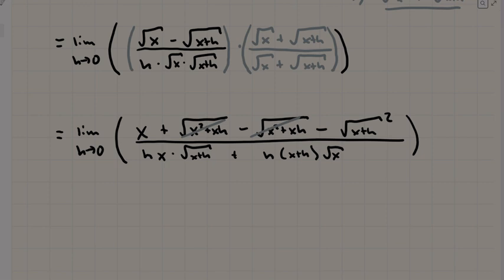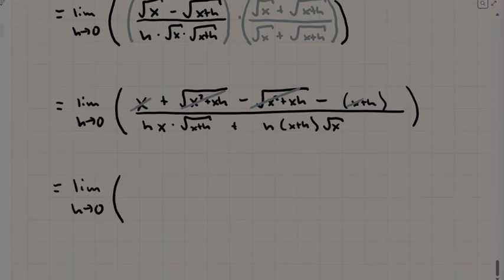That one will cancel. This square root of x plus h squared, that's just x plus h. And so then we also have an x minus x. All right, and so then that's gone, that's gone, that's gone. We just have negative h in the numerator after all of that.